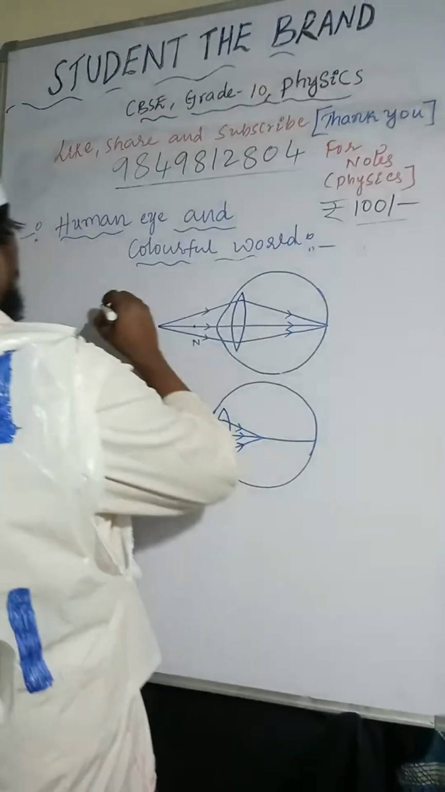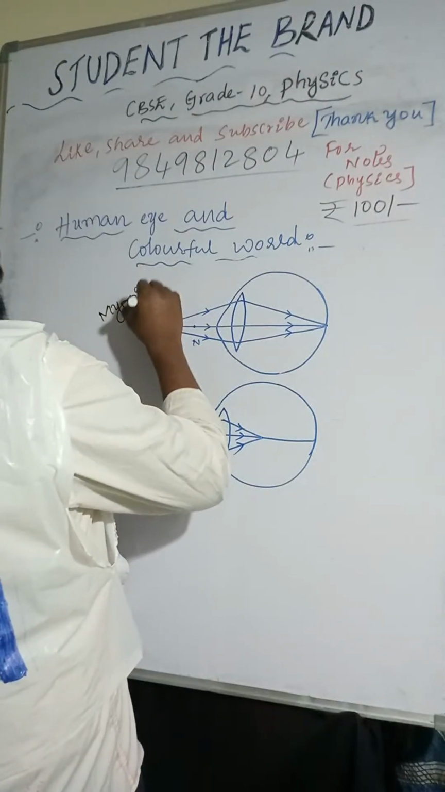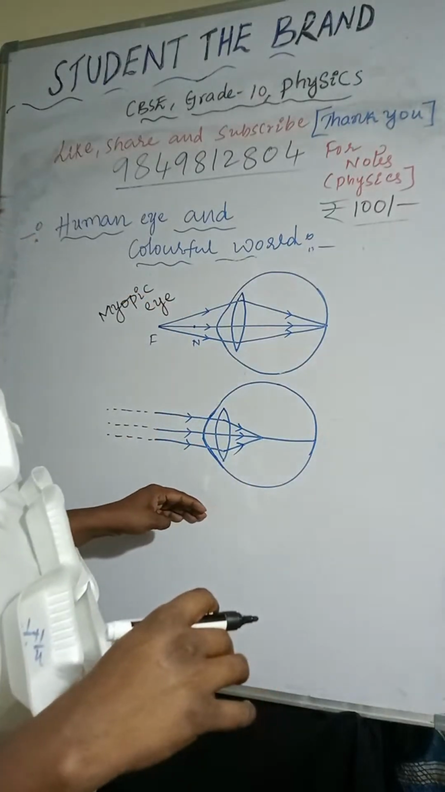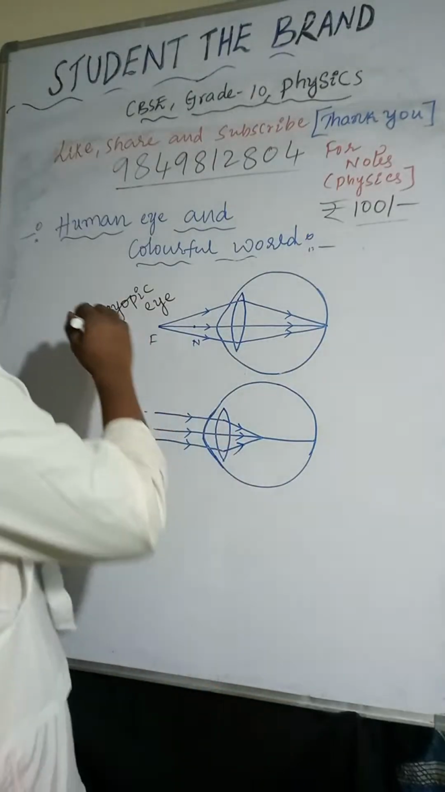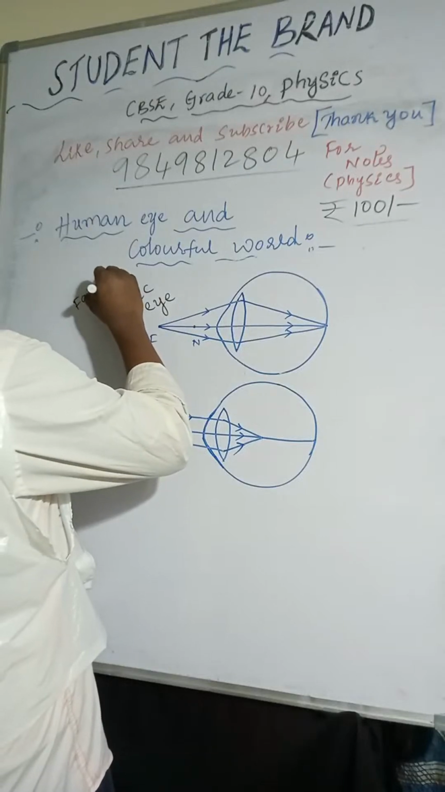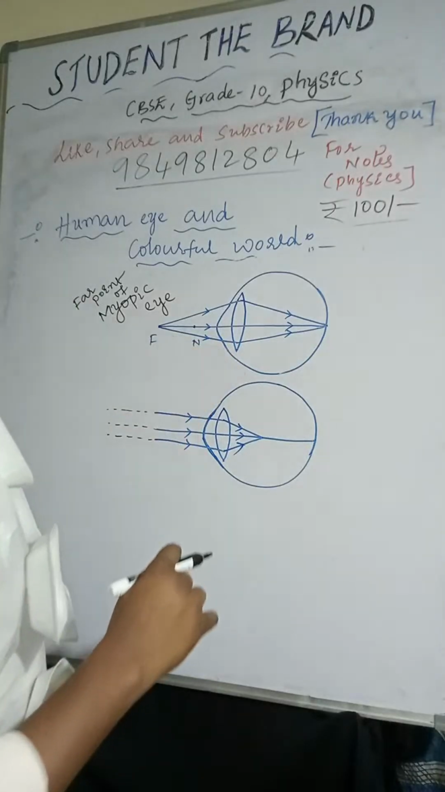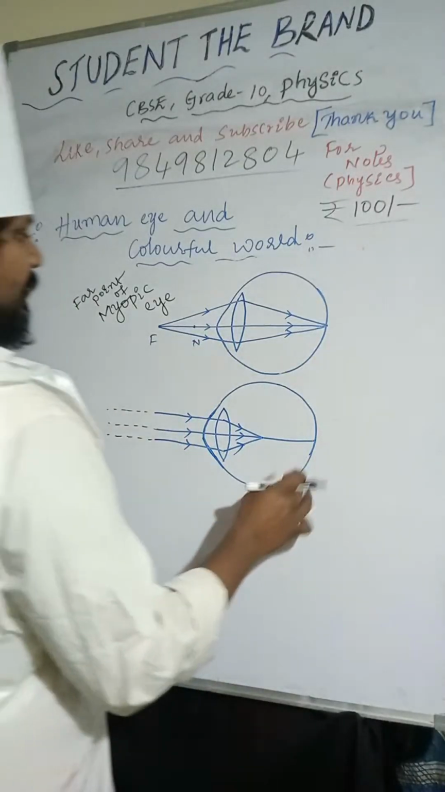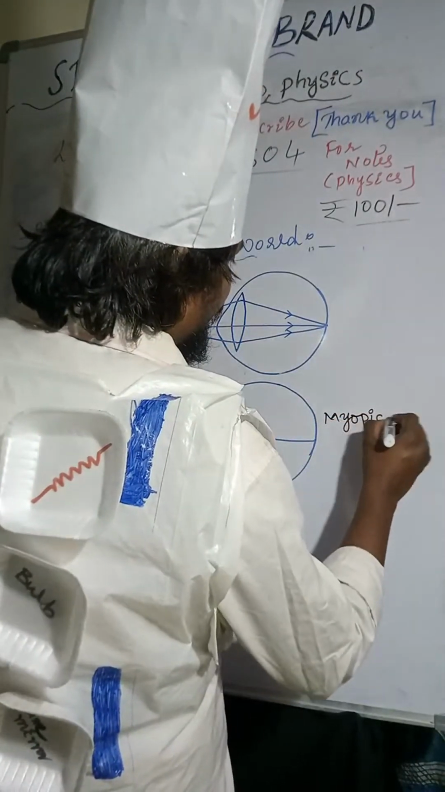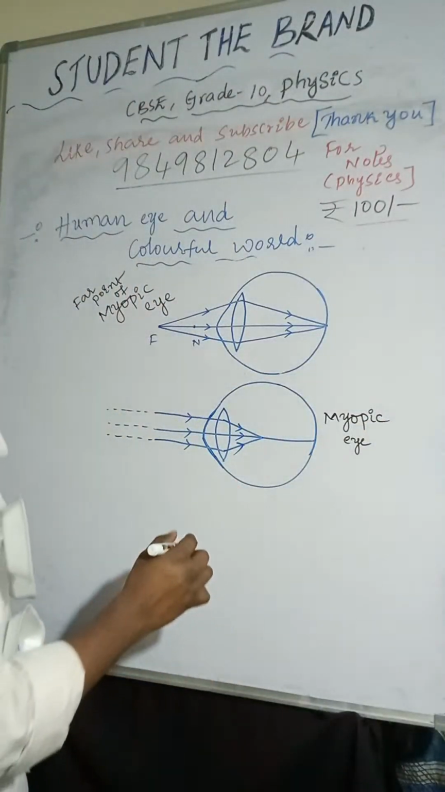So this is the myopic eye. Actually, this is the far point of myopic eye. And next, correction of myopia. So we'll see.